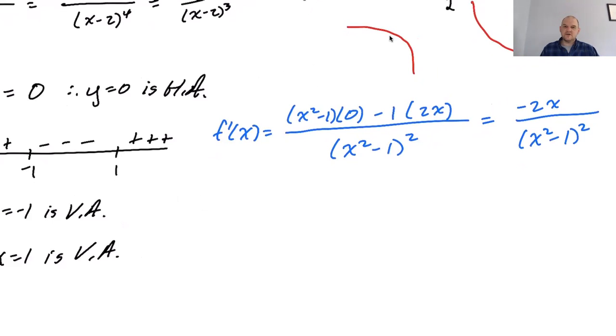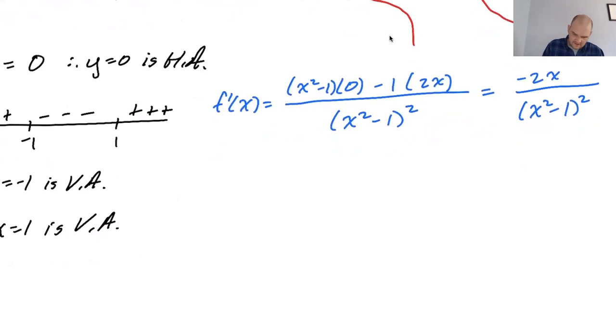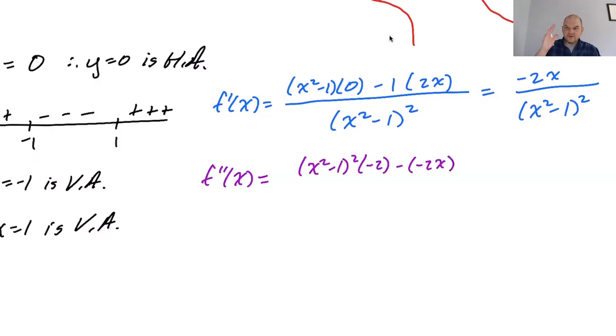All right, and we can do a sign chart for that, but I'm going to hold off and do a stack sign chart. So f double prime. This is not going to be great. F double prime: bottom, so x squared minus 1 squared, derivative of the top, minus top. So let's not get that wrong. Don't forget your negative signs. Got to put them in.